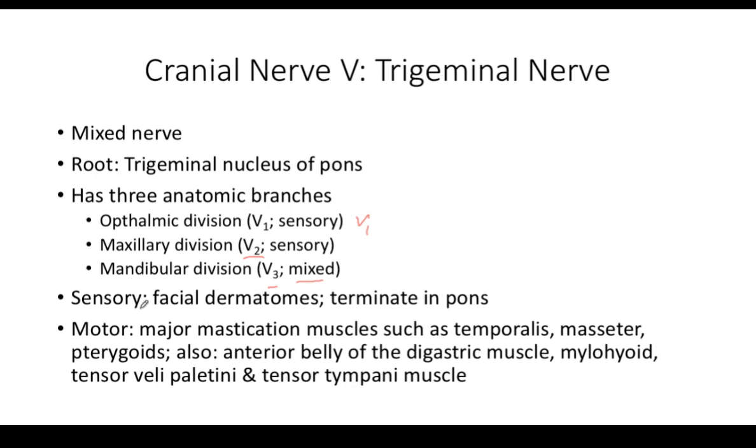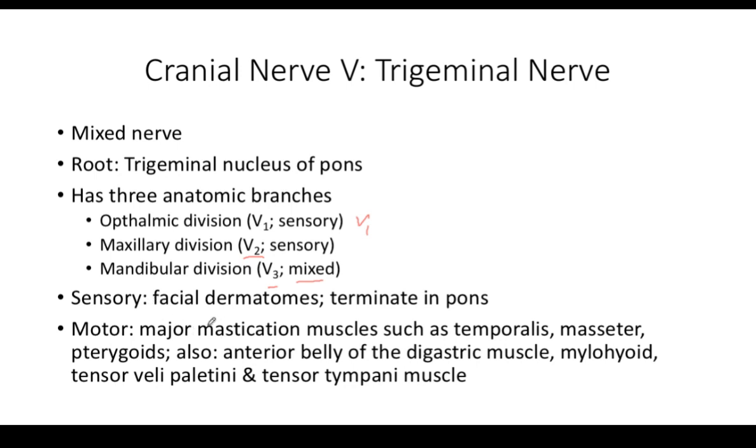From the sensory side of this, all three divisions create what are called facial dermatomes. Dermatomes are skin maps. So basically, sensory information from our skin, touch, temperature, and pain, projects from specific areas of the skin to specific areas of the central nervous system. I'll show you an image of that in a moment. From the sensory aspect, they terminate in the pons and then continue from there to areas of the brain so we can analyze that information.